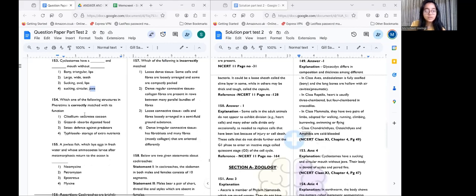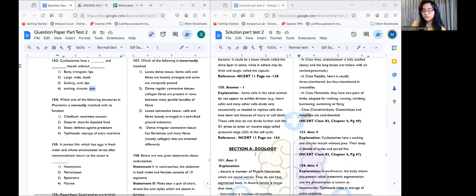Moving to the next question, which of the following structures in Pheretima, meaning earthworm, is correctly matched? We know that the body of an earthworm shows a pattern of segmentation, known as metameric segmentation, or metamerism, right? And earthworms also have an organ known as the typhlosole, which does what? It helps to store extra nutrients. Hence, the correct answer is option number 4.